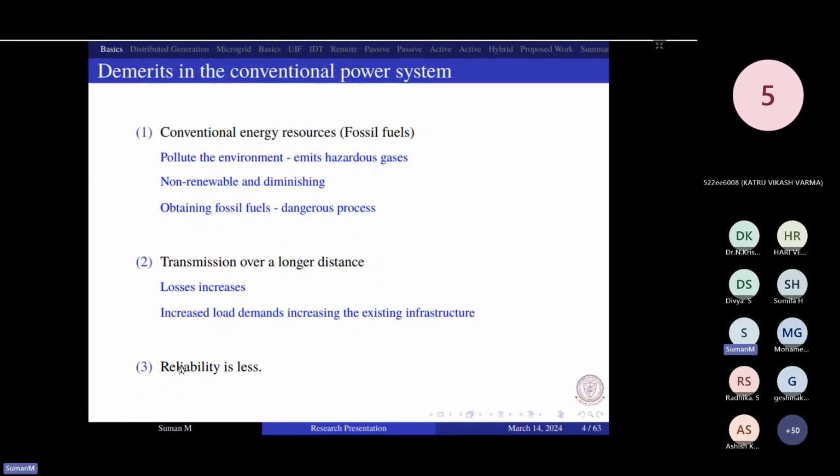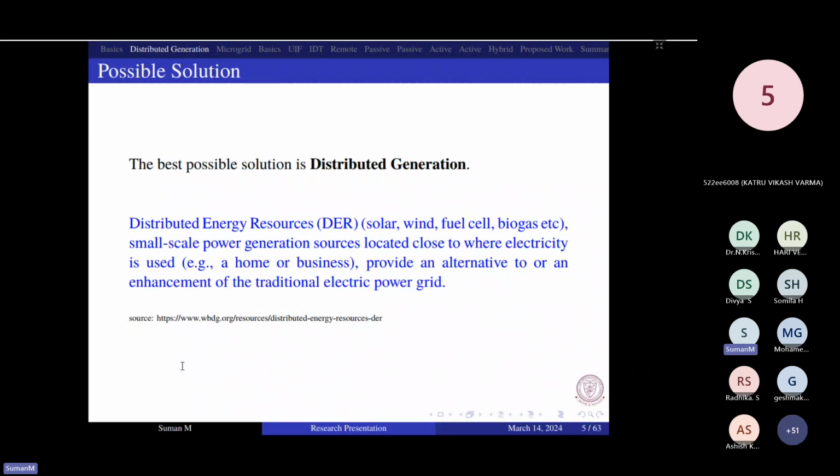As I said earlier, the reliability is less for the conventional power system, but since we are generating power at the customer end itself, our reliability will be improved. The term reliability mentioned here is the continuity of power supply. Now this power generation at the distribution end, that is the distribution system, we are going to call distributed generation.